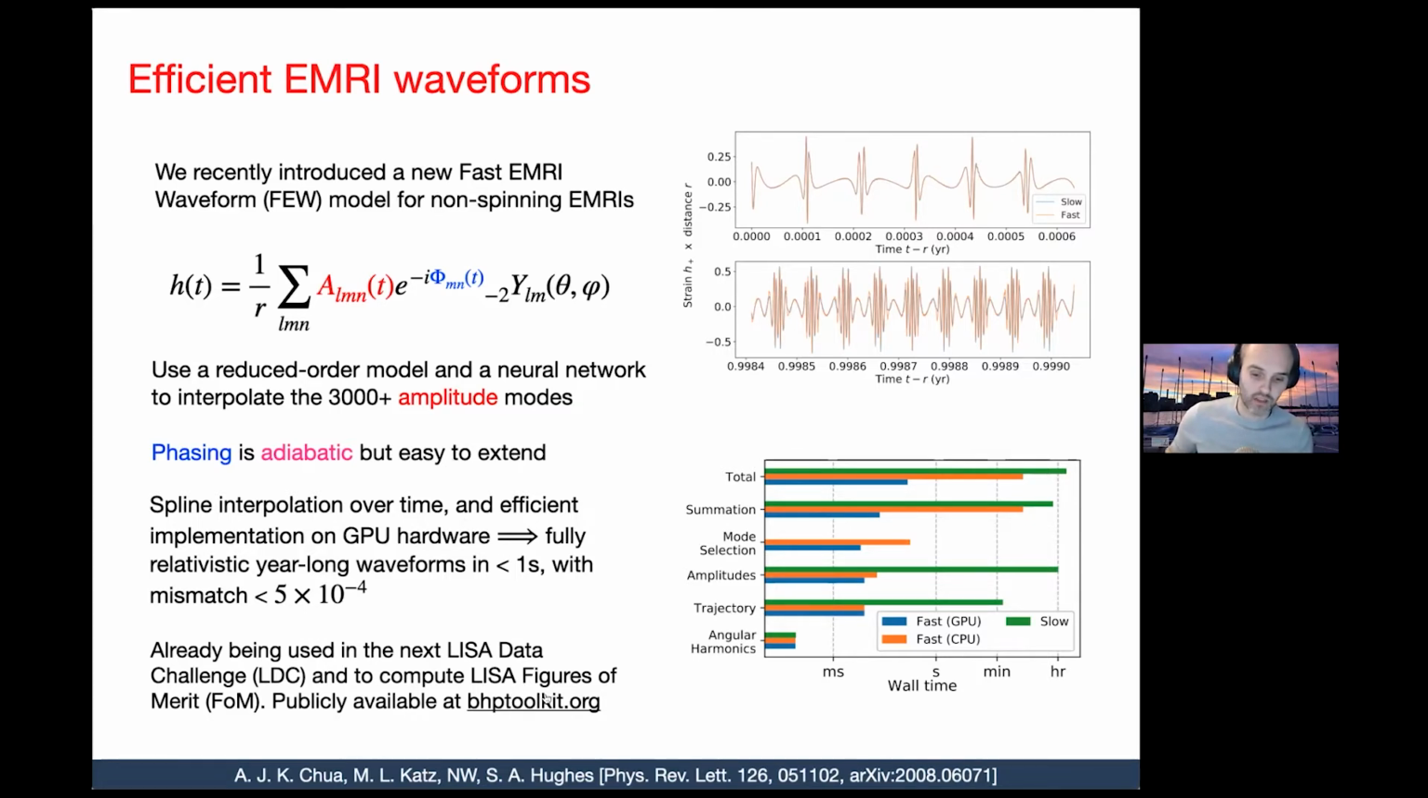It's available to you on the Black Hole Perturbation Toolkit. And you can use it to compute EMRI waveforms very quickly. I'll discuss this again towards the end.